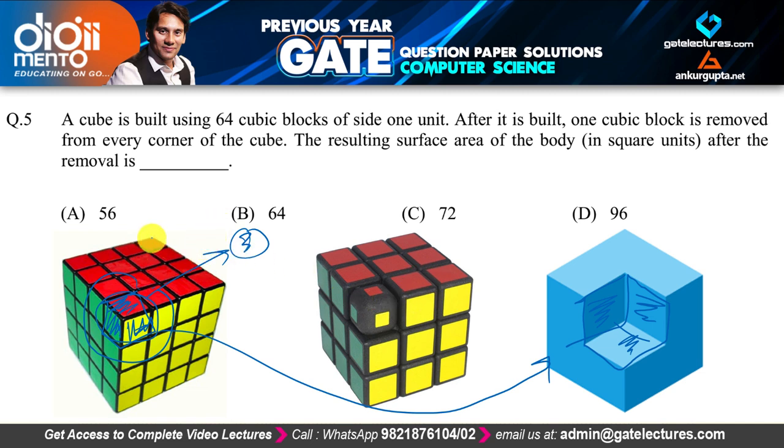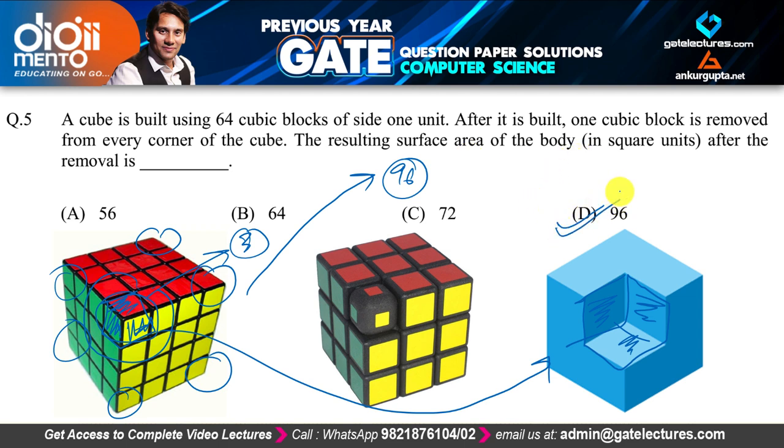So even if you remove four cubes from the end, all the corners of this particular cube, you can clearly see there will not be any kind of change in the surface area. So surface area will remain the same. Therefore, the surface area will be 96 only. There will not be any kind of change. So the correct answer is option number D.